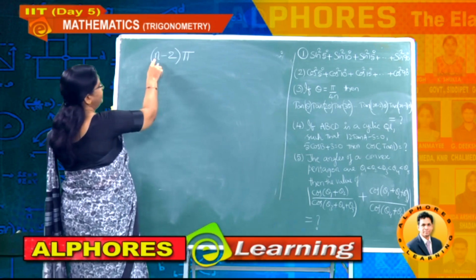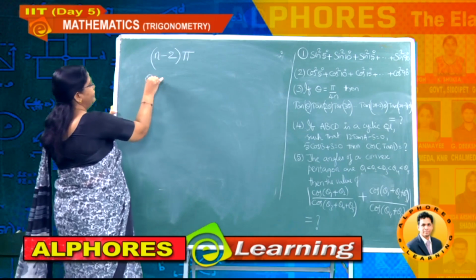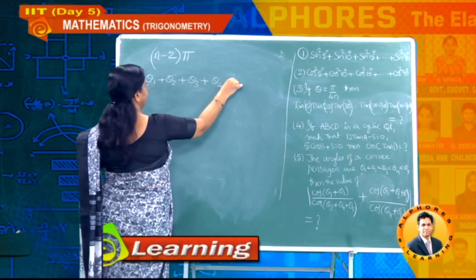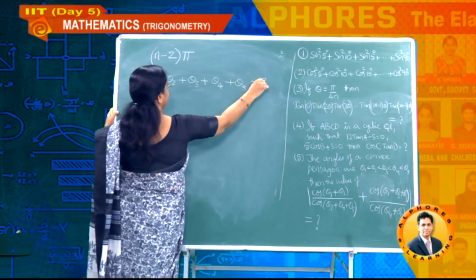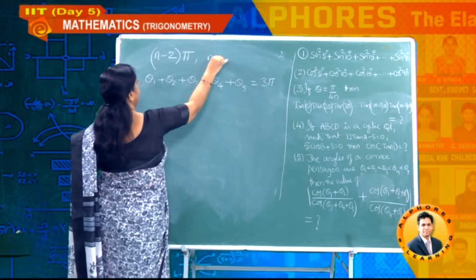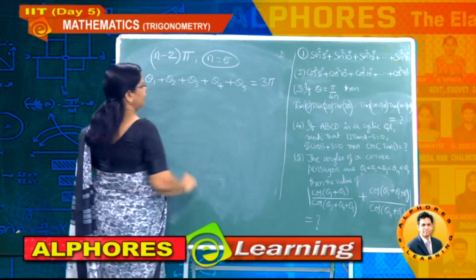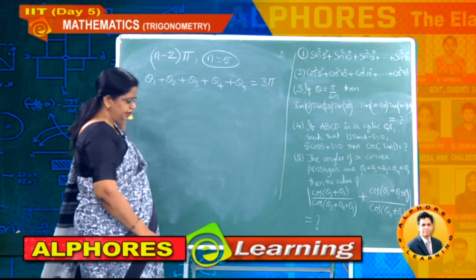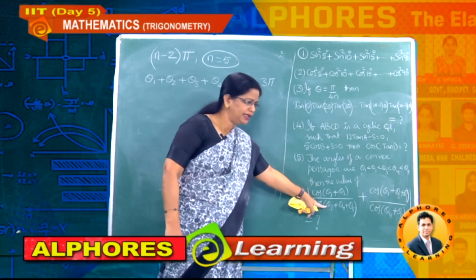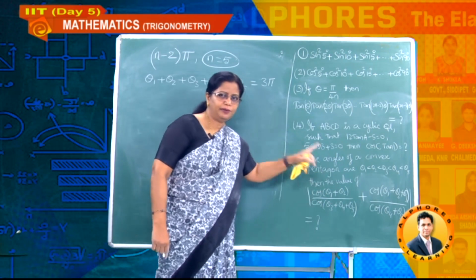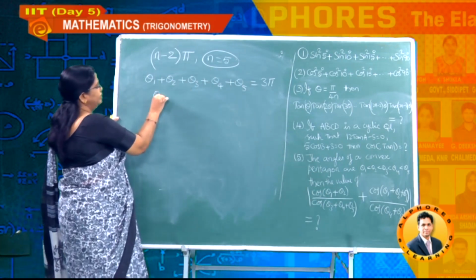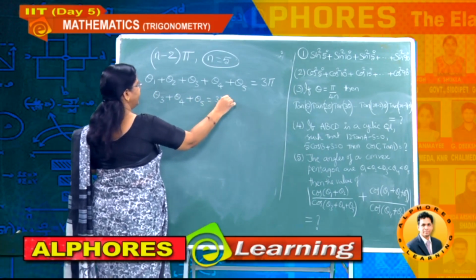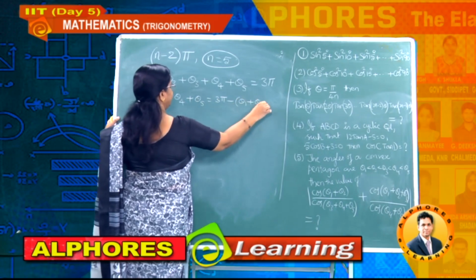So here I am substituting n as 5, that is the sum of all interior angles, theta 1 plus theta 2 plus theta 3 plus theta 4 plus theta 5. Now how much do you get? 3 pi. Here we have taken n equal to 5, because it is a pentagon. And now the first value theta 1 plus theta 2, I am putting as it is. The remaining angles are theta 3 plus theta 4 plus theta 5. What is that? This is equal to 3 pi minus (theta 1 plus theta 2).